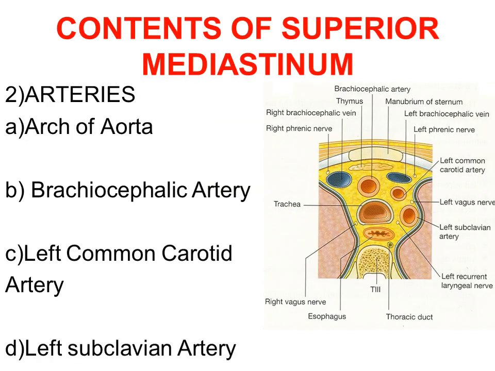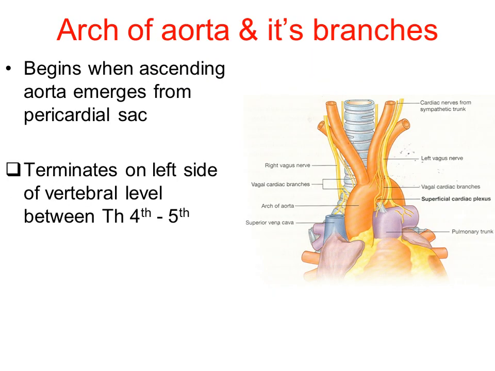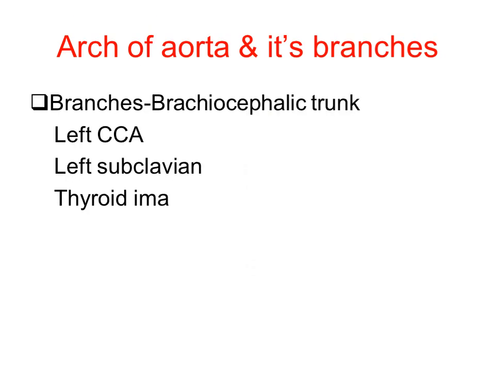After veins, we have arteries, the arch of aorta with its 3 main branches. As we have already discussed, the brachiocephalic artery, left common carotid artery and left subclavian artery, which is shown in the diagram on the right side. The arch of aorta is a continuation of the ascending aorta, and it terminates on the left side at the vertebral level between the thoracic 4th and 5th vertebra. So these are the branches of the arch of aorta, and sometimes the thyroidea ima artery can be given from the arch of aorta apart from the 3 main branches.